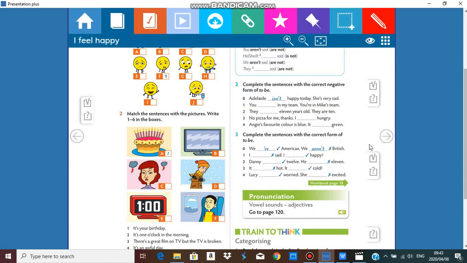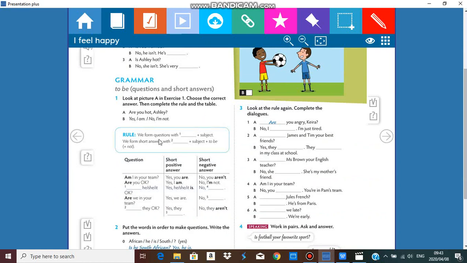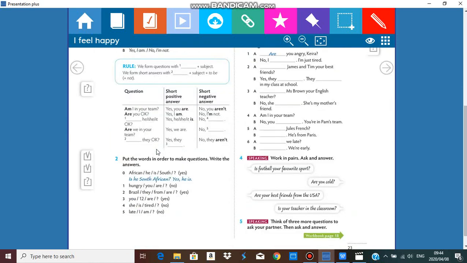Now we're going to go on to our next exercise on grammar, and this is making questions with am, is, and are. We are going to make questions and look at the short answers. So we form questions with be plus subject. We form short answers with yes and no, plus the subject and the be form, am, is, and are. So we will start the questions with am, is, and are. So am I in your team? Yes, you are. For positive. No, you aren't. For negative.